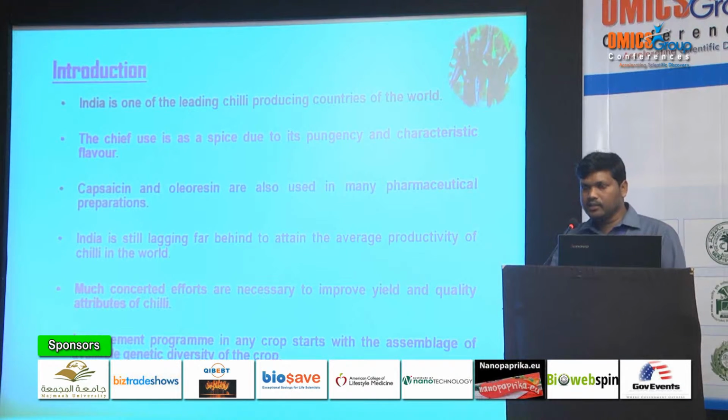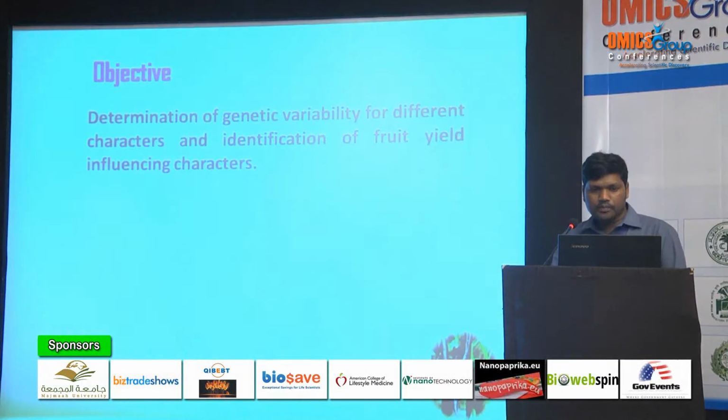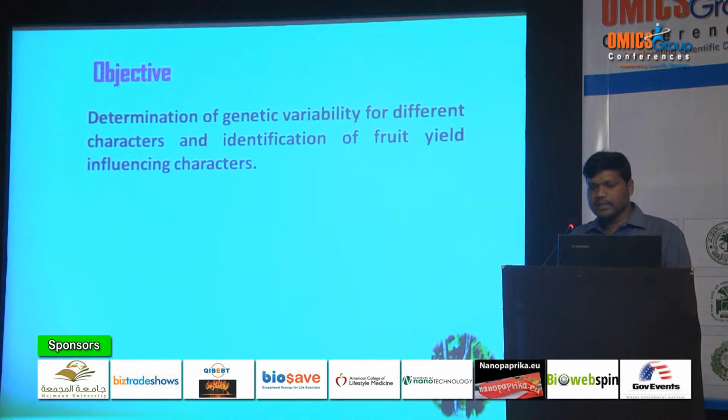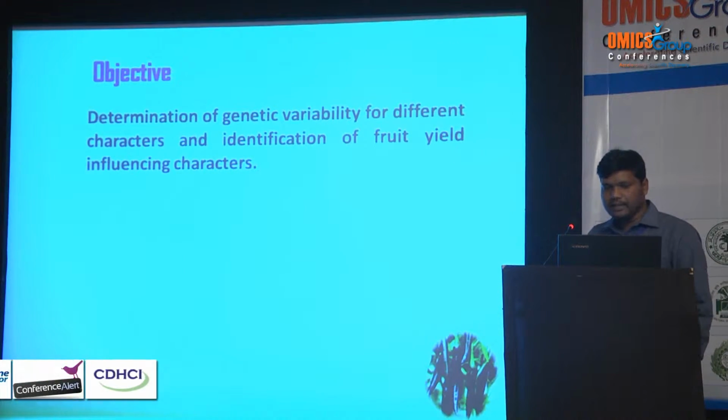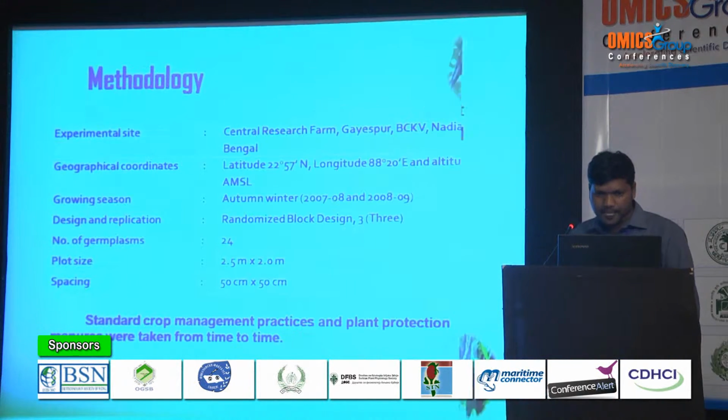An improvement program in any crop starts with the assemblage of available genetic diversity of the crop. The objective: determination of genetic variability for different characters and identification of fruit yield influencing characters.